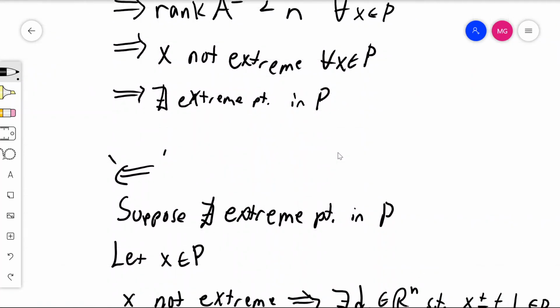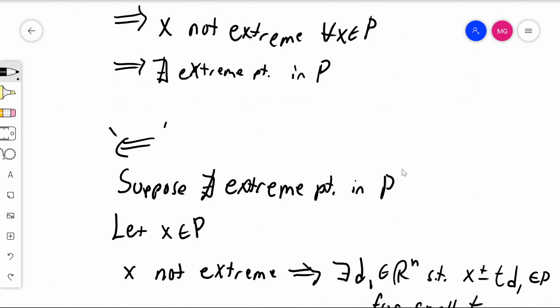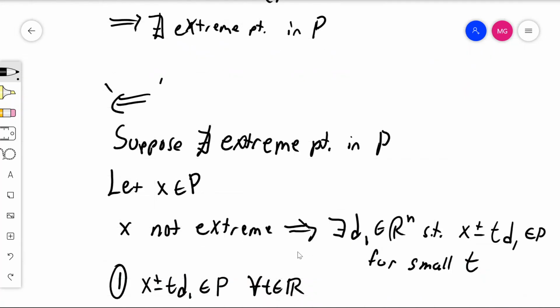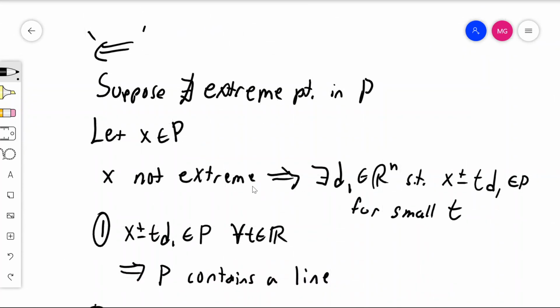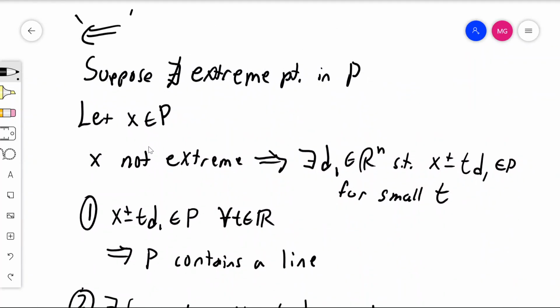Now, on the other hand, what if we assume that there's no extreme point? Can we show that there actually is a line in that case, so that exactly one of the two things is true? So if there's no extreme point in P, we can show that there must be a line in P. And the way you can do that is you take a point x in the polyhedron, and if it's not extreme, well, we're assuming that there's no extreme points in the polyhedron. So no matter which point x you took, it's not extreme. So what does that mean?